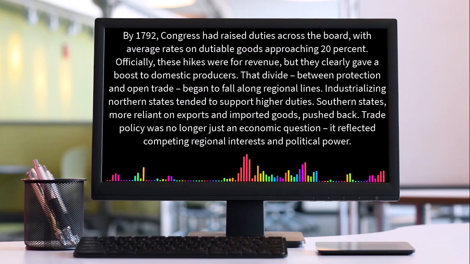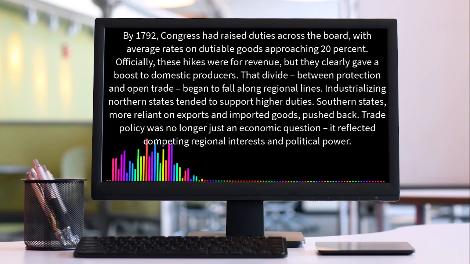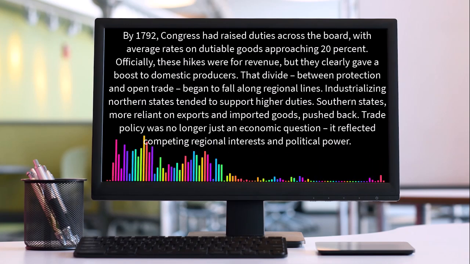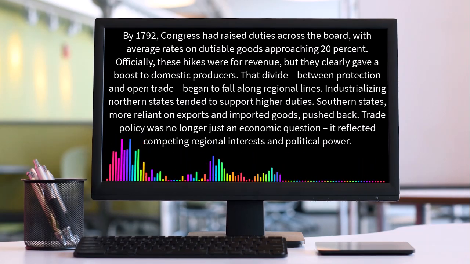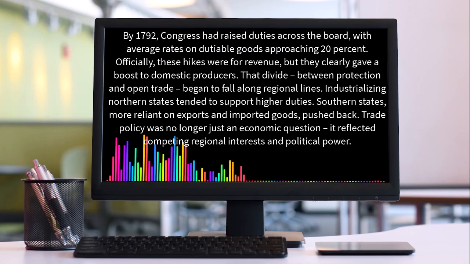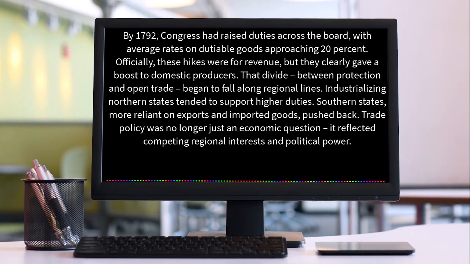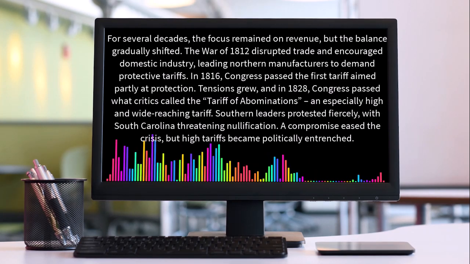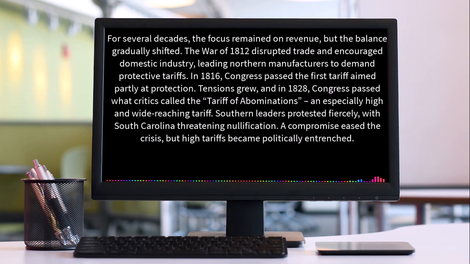That divide between protection and open trade began to fall along regional lines. Industrializing northern states tended to support higher duties. Southern states, more reliant on exports and imported goods, pushed back. Trade policy was no longer just an economic question. It reflected competing regional interests in political power. For several decades, the focus remained on revenue, but the balance gradually shifted. The War of 1812 disrupted trade and encouraged domestic industry, leading northern manufacturers to demand protective tariffs.